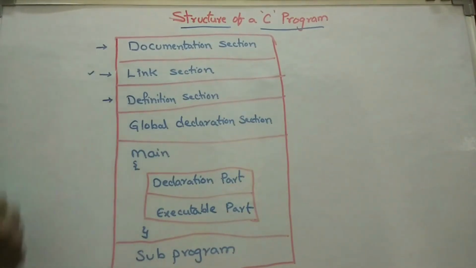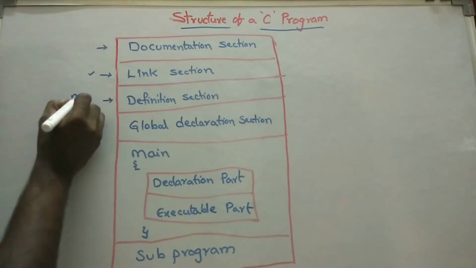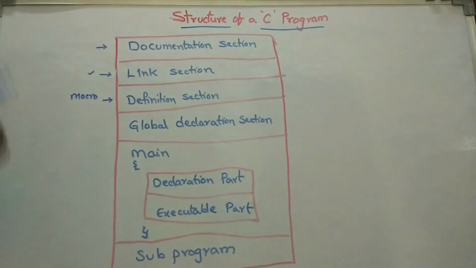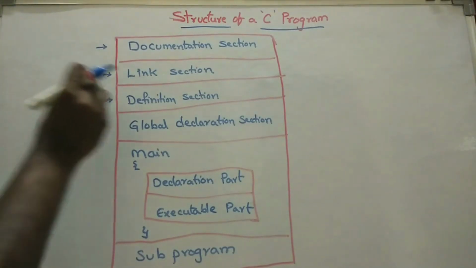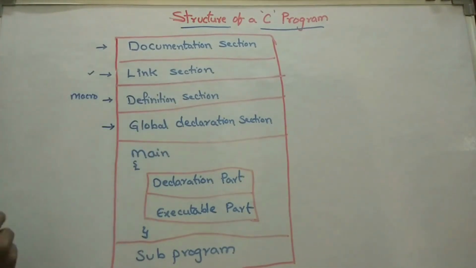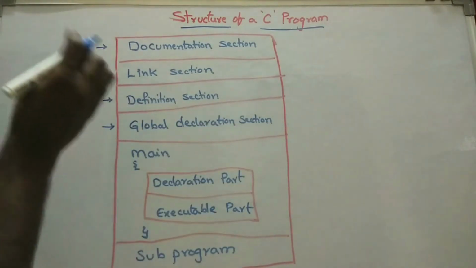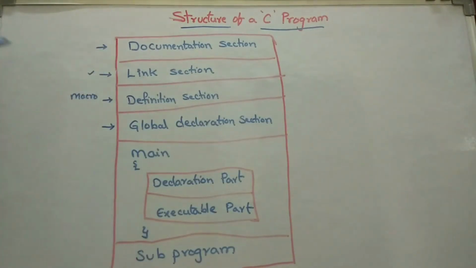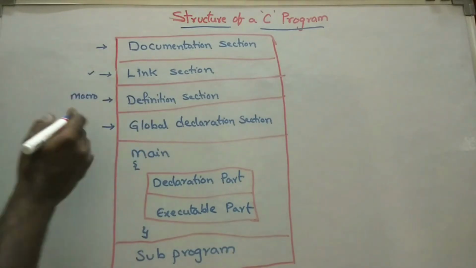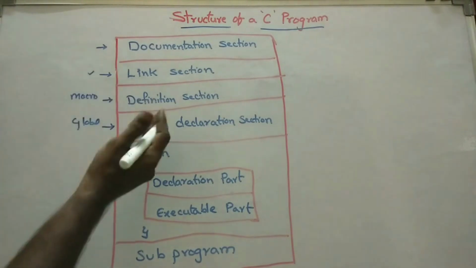And the third one, the definition section. Here we define some constant values by using macros. And the global declaration section means a variable can be declared as global.